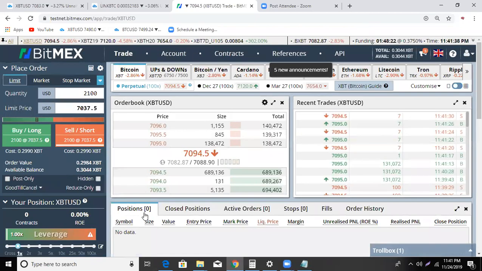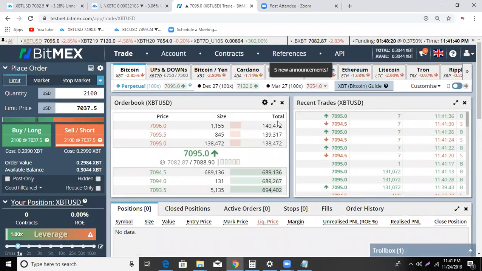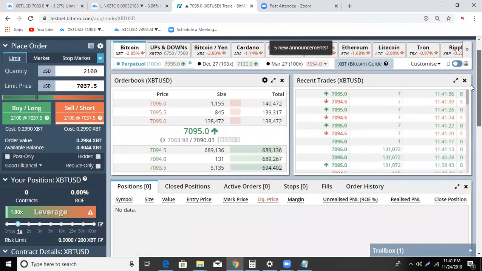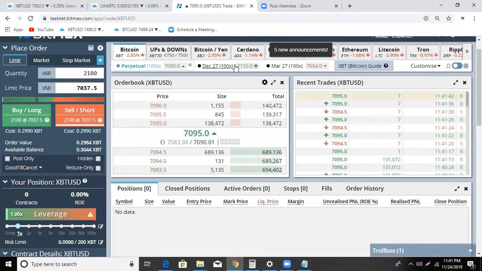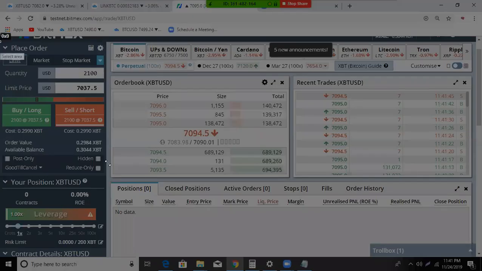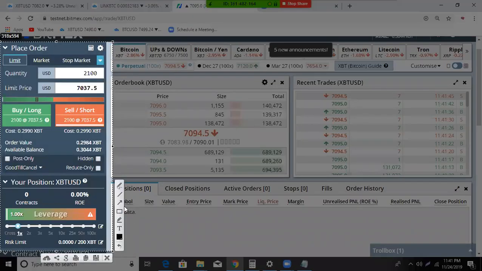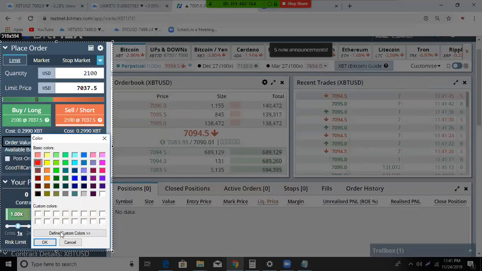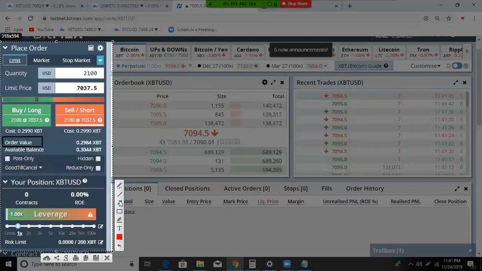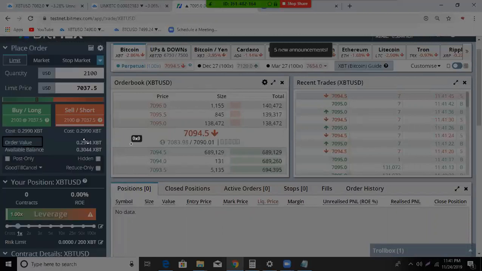Right, I did, yes. So here I will be using this portion, the left side portion of the screen, to explain to you the risk management of Bitmex. And the first word I say is position size, that is order value. Do you see this? This is the order value, which we will be discussing today.